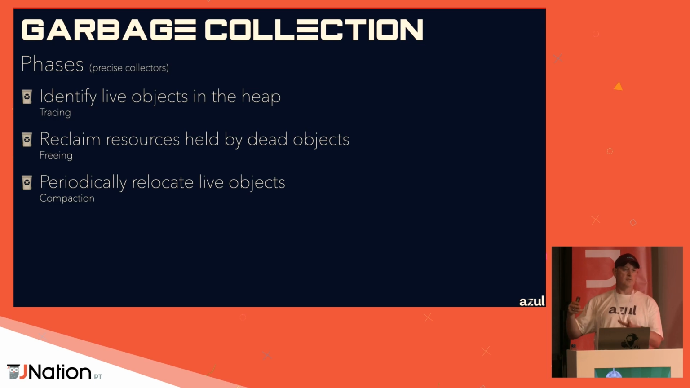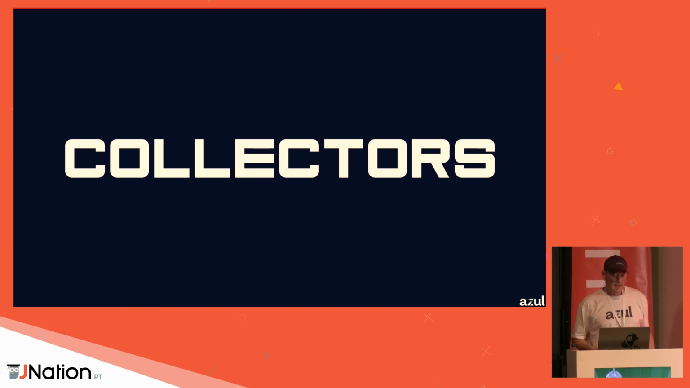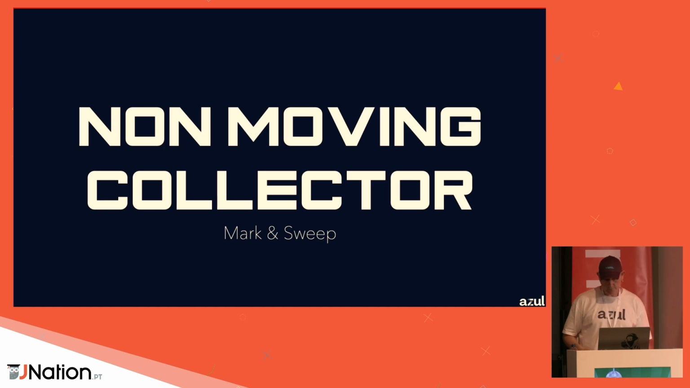And then from time to time, we have to move the live objects and compact them somewhere to get a big block of free memory. This is compaction. So these are the three phases, and that leads me to the basic principles of collecting garbage in memory. So first we talk about non-moving collectors. And the reason why they are non-moving, you will see in a little demo.